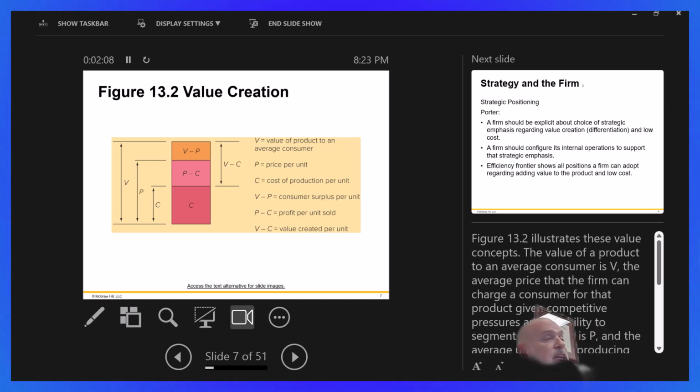And here we have a chart here for value creation. V is the value of a product to an average customer. P is the price per unit. C is the cost of production per unit. V minus P equals the consumer surplus per unit. And P minus C equals profit per unit sold. And V minus C is equal to the value created per unit.